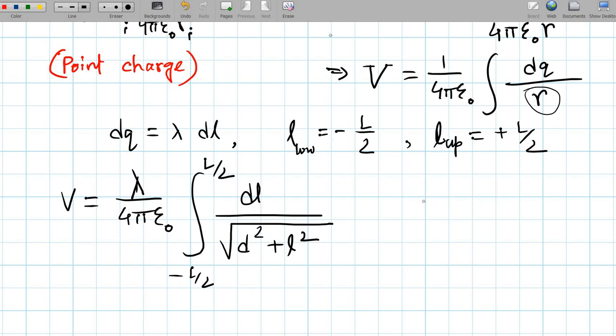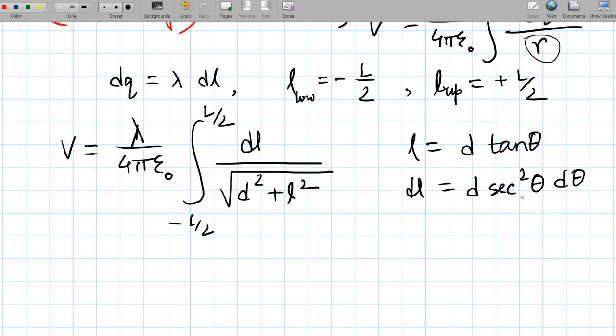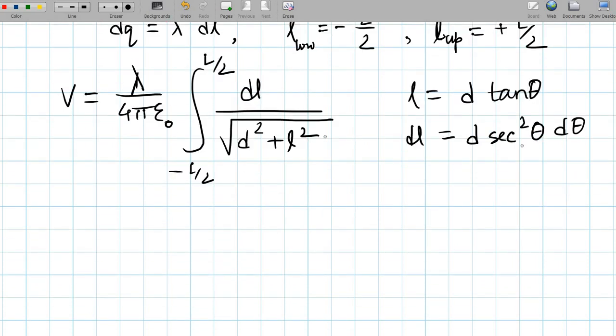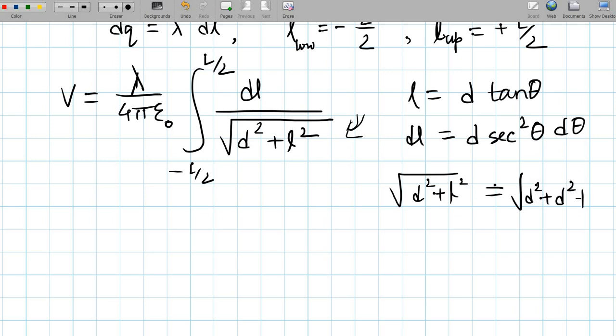As we have done before, if we take l equal to d tan theta, and make this substitution, then dl is going to be equal to d sec squared theta d theta. So you just plug them in. In the denominator, what do we find? The square root of d squared plus l squared equals the square root of d squared plus d squared tan squared theta.